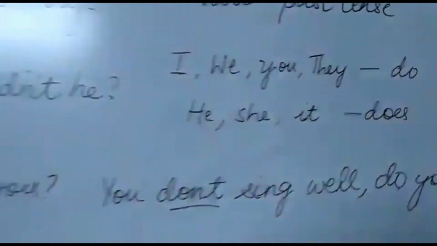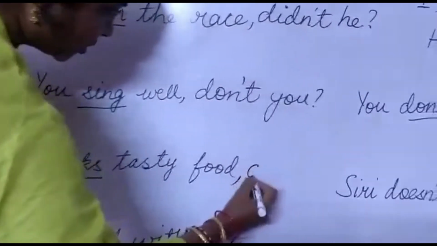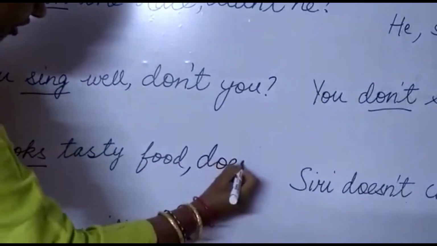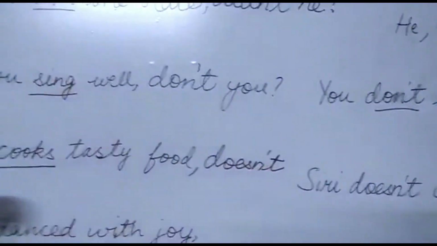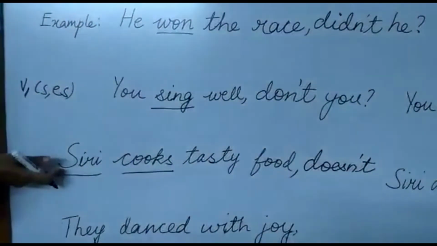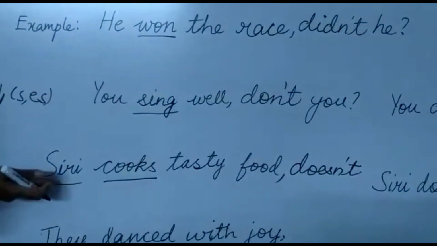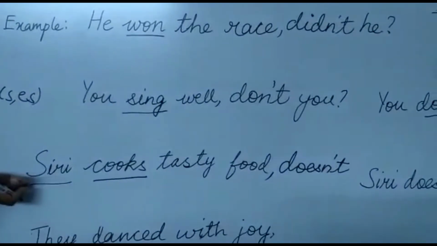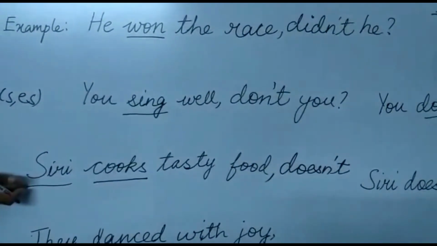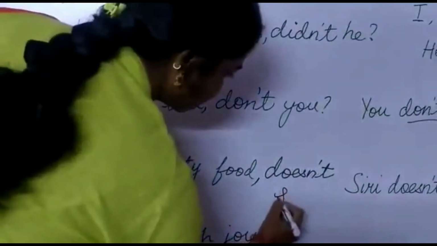Yes. Now as the statement is positive, we need to write the negative question tag. For does, what is the negative? Doesn't. And next, what do we have to identify? We have to write the subject pronoun. Siri is third person singular, and as she is a girl, you write she: doesn't she?